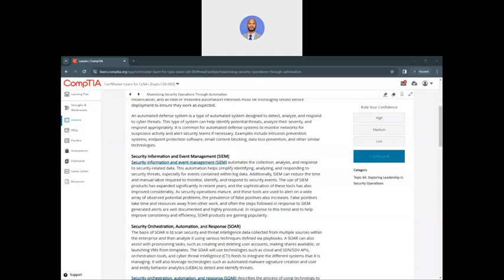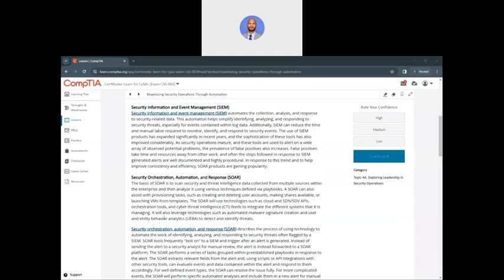The way SIEMs differ from SOARs is, both of them alert, SIEMs and SOARs alert. The way SOARs differ is, think of them as your playbooks. SOARs can actually respond to certain events in a way that can do the initial job of the cybersecurity analyst.